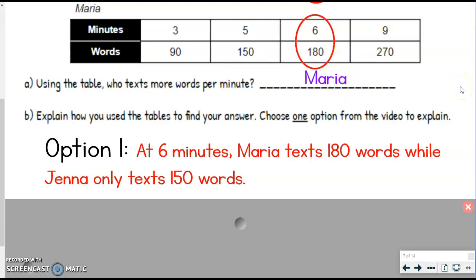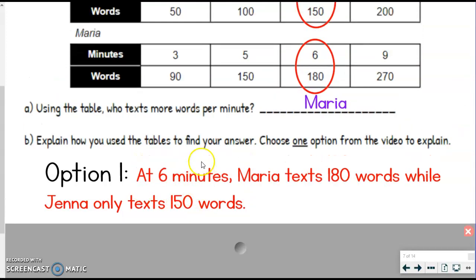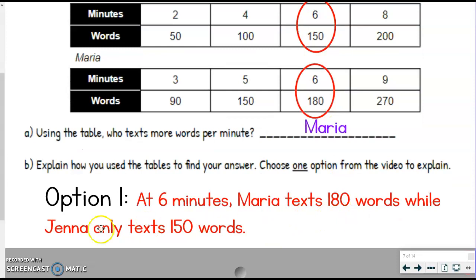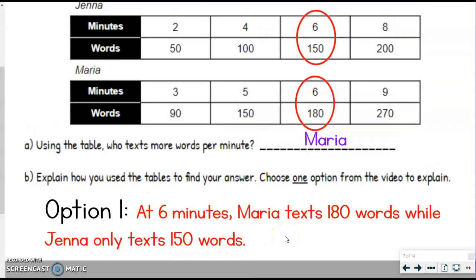I'm going to explain 2 more ways that you could prove that, but here is option 1. You could say at 6 minutes, so notice how we noticed that 6 minutes, they both had that time, because if they don't have the same time, then you can't compare the words, right? It's not fair. If someone doesn't have as much time, they're obviously not going to be able to text as many words as someone else who has more time. But when they have the same amount of time, we can look at their words to compare who texted more. So Maria texts 180 words while Jenna only texts 150 words. So Maria can text more words per minute. That was one way to compare. If that one makes most sense to you, feel free to write it, but let's go ahead and listen to another example.